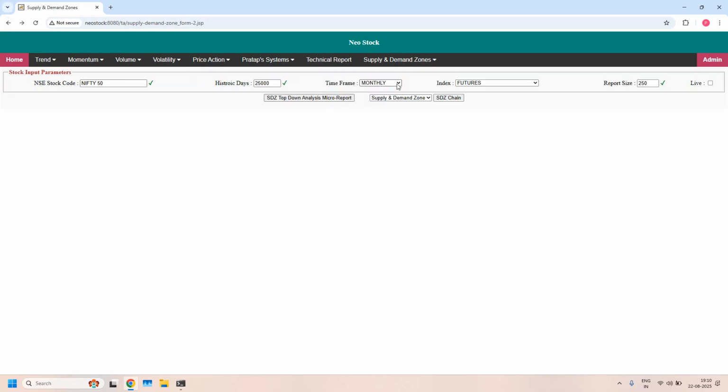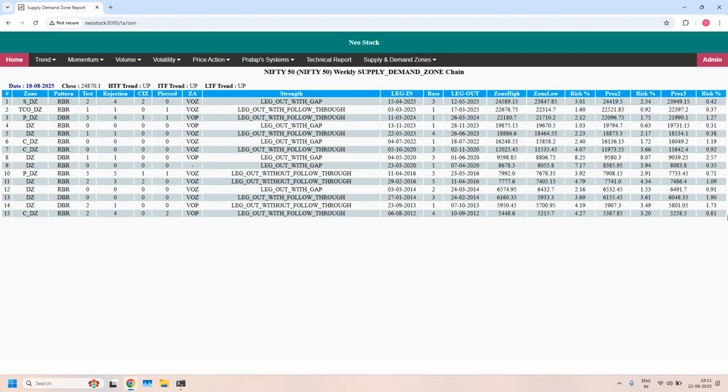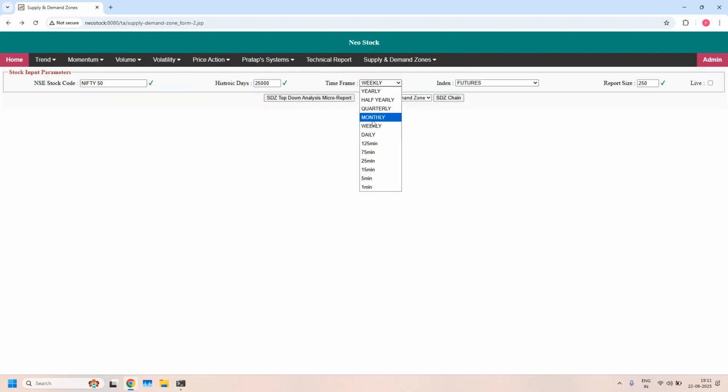Okay, next, generating weekly supply demand zone chain for NIFTY. Next, generating daily supply demand zone chain for NIFTY.